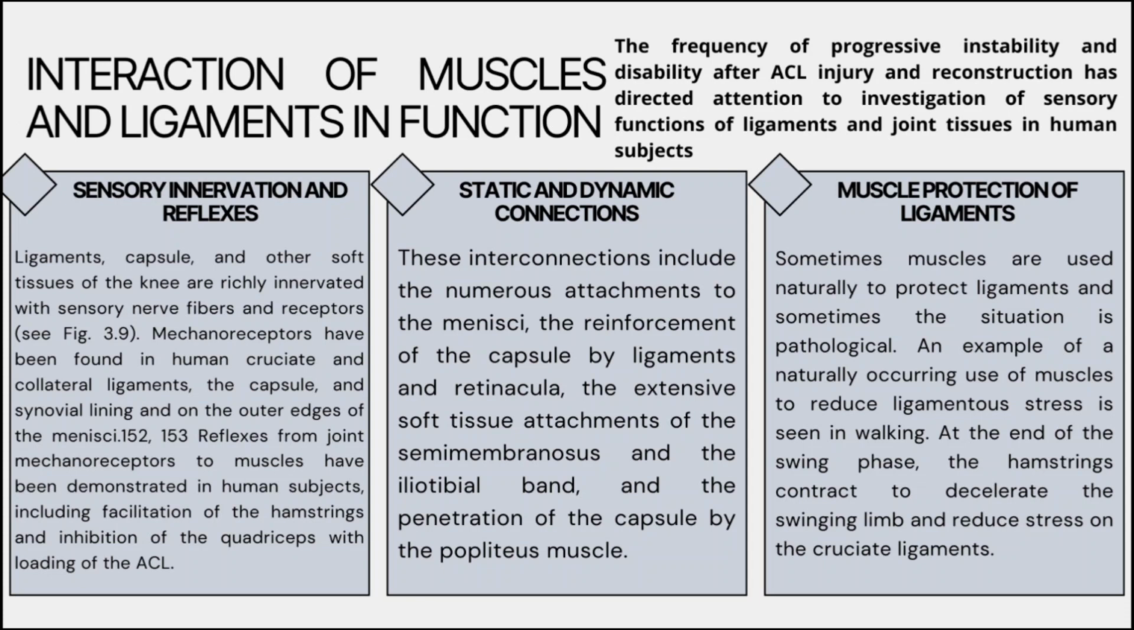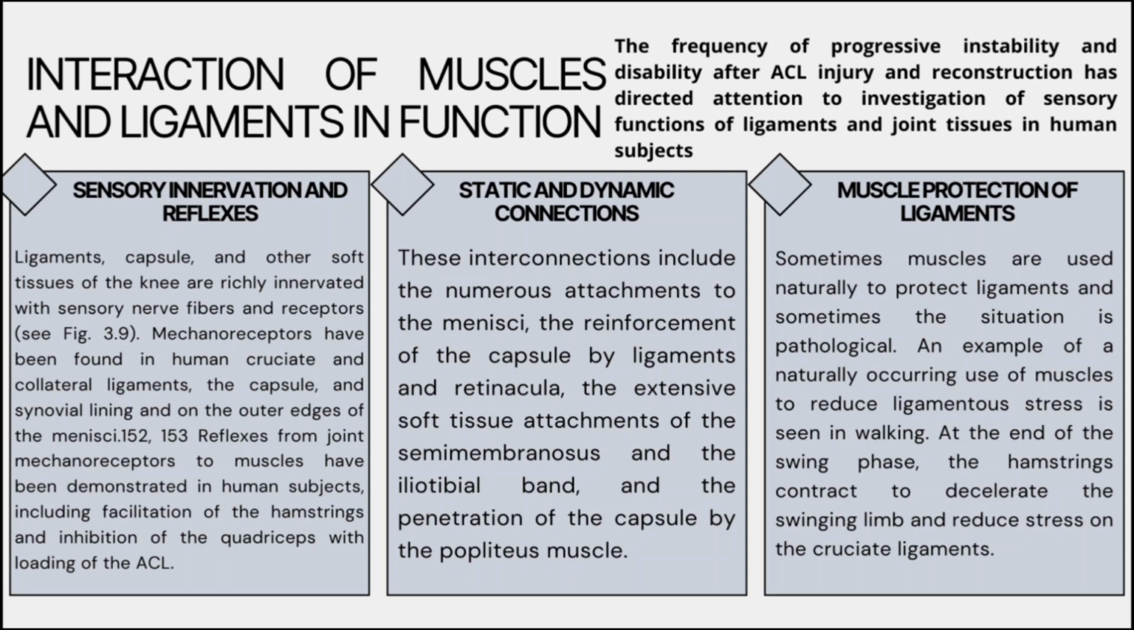Next is the static and dynamic connection. These interconnections include the numerous attachments to the menisci, the reinforcement of the capsule by ligaments and retinaculum, the extensive soft tissue attachment of the semimembranosus and the iliotibial band, and the penetration of the capsule by the popliteus muscle. And lastly, muscle protection of ligaments.